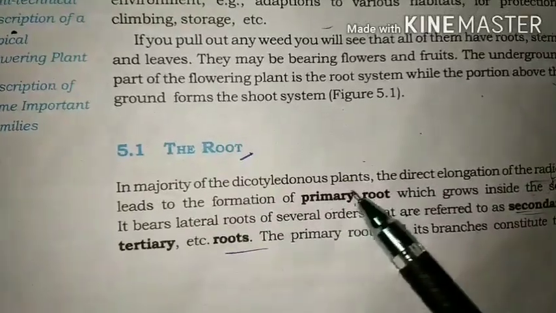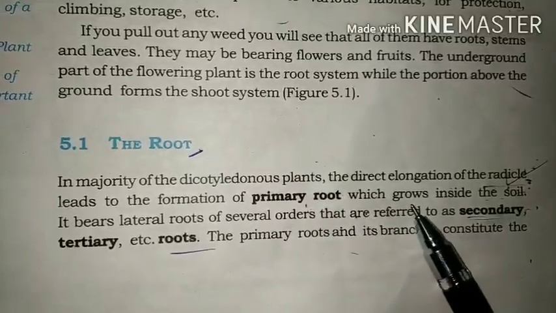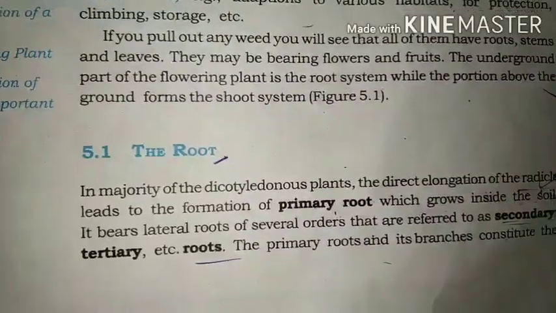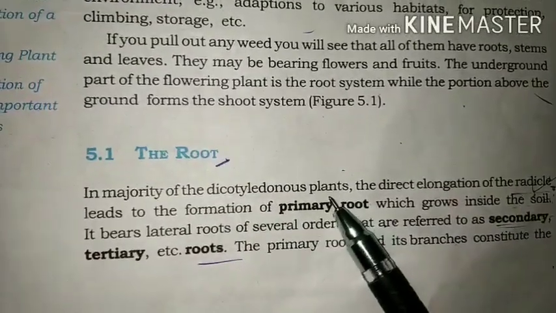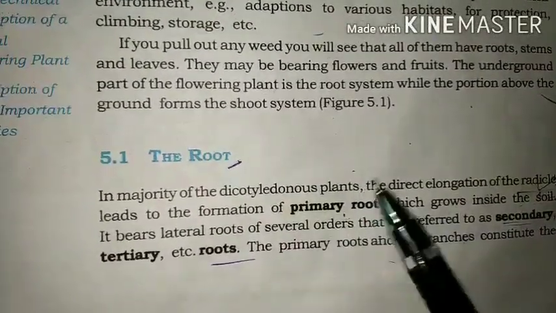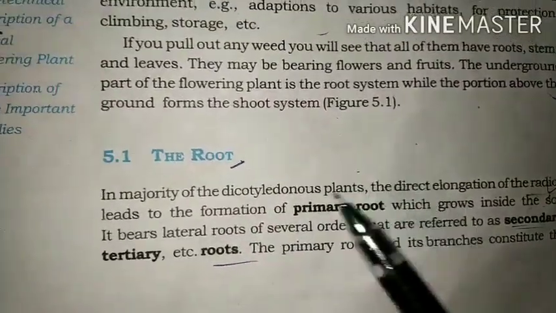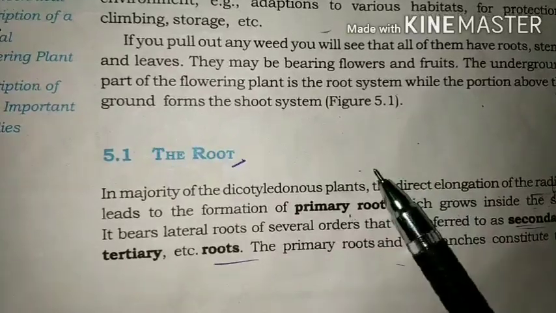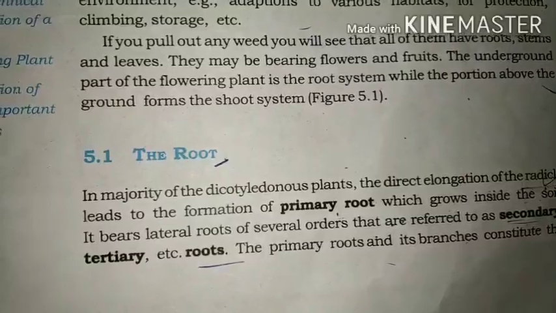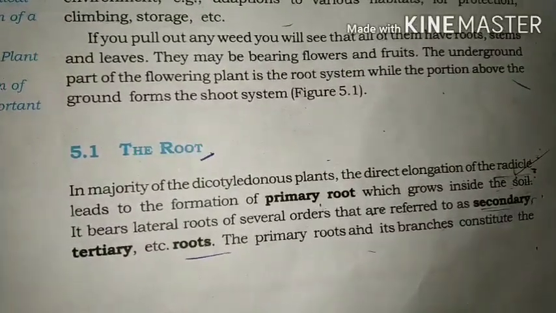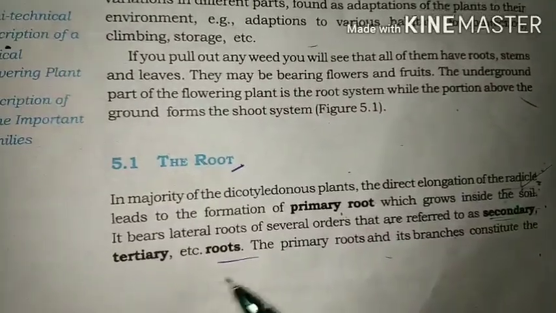In the majority of dicotyledonous plants, the direct elongation of the radicle leads to the formation of the primary root, which grows inside the soil. Firstly, you have to know what is meant by a dicotyledonous plant. If a plant consists of two cotyledons, it is said to be a dicotyledonous plant. In dicotyledonous plants we can see a taproot system. I will explain what a taproot system is, but before that I need to clarify what the primary root is, and what the secondary and tertiary roots are.